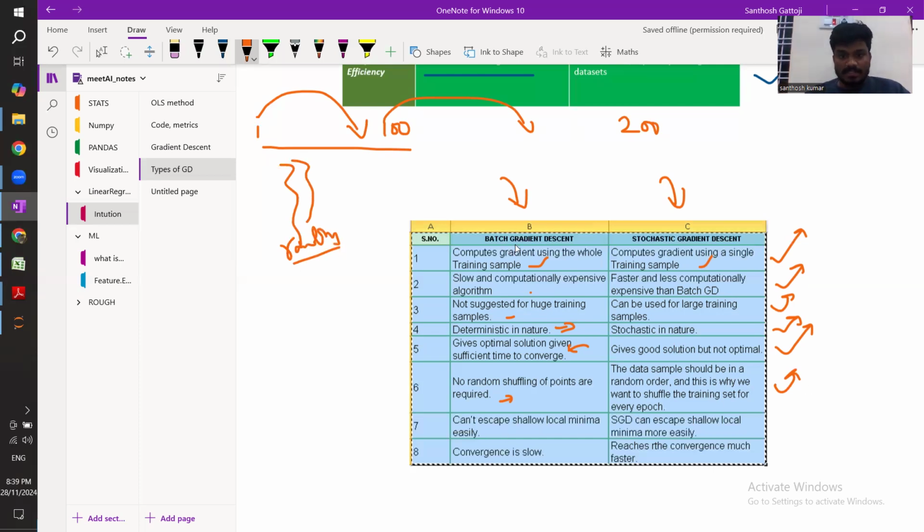And see here, in batch gradient descent, it cannot escape shallow local minima, because it will get stuck at that point. But in stochastic gradient descent, it can easily escape because of the randomness. Here the convergence is slow, and here the convergence is much faster.